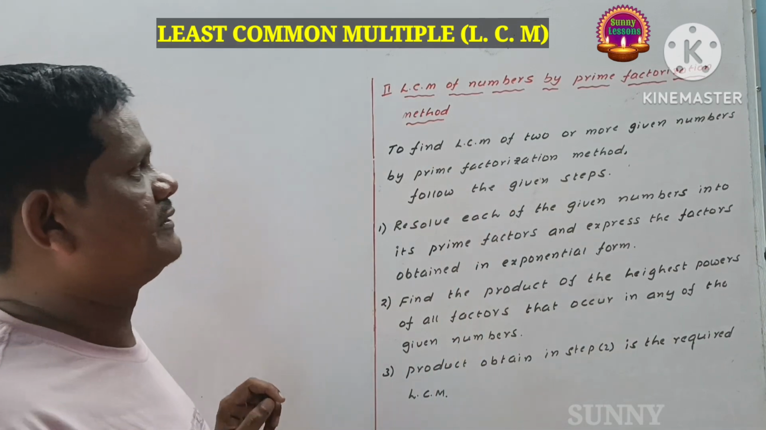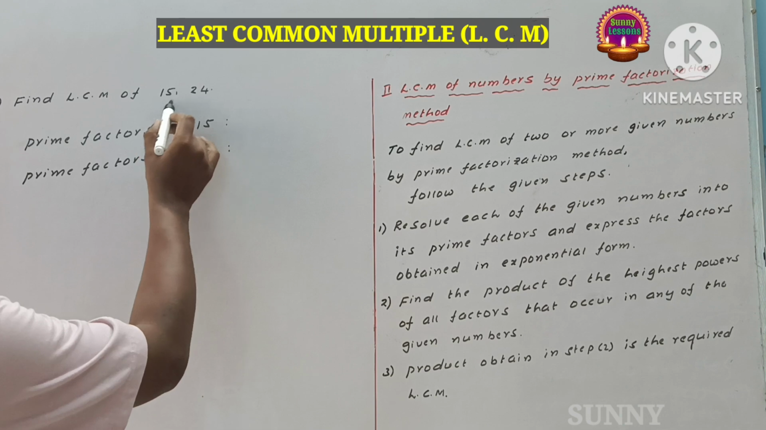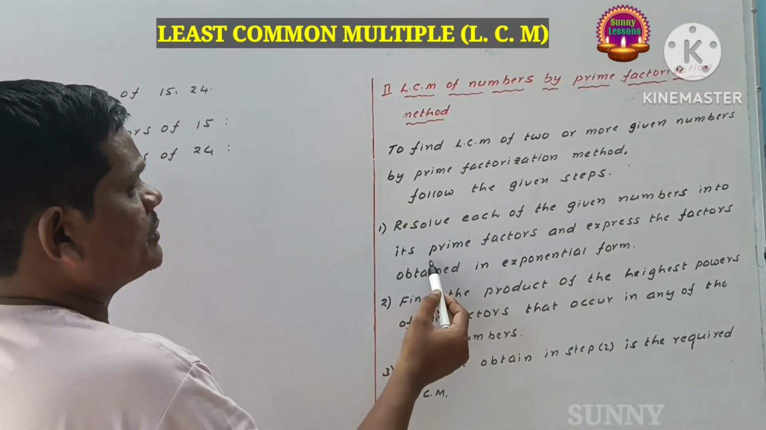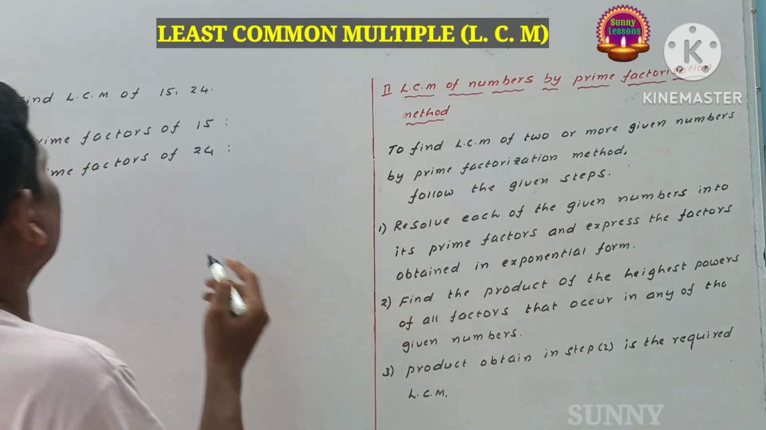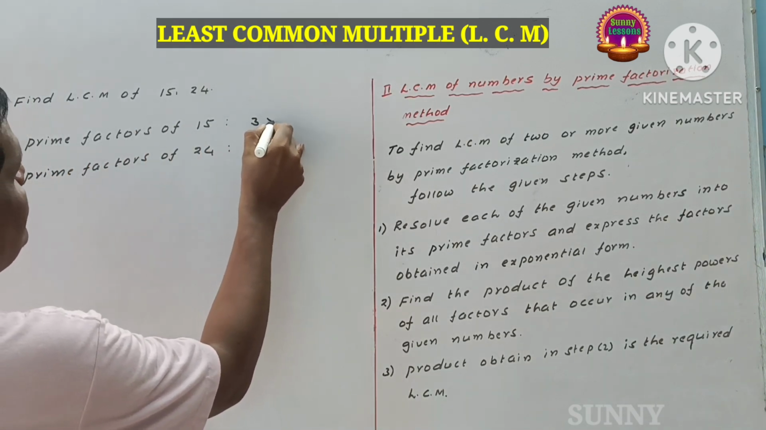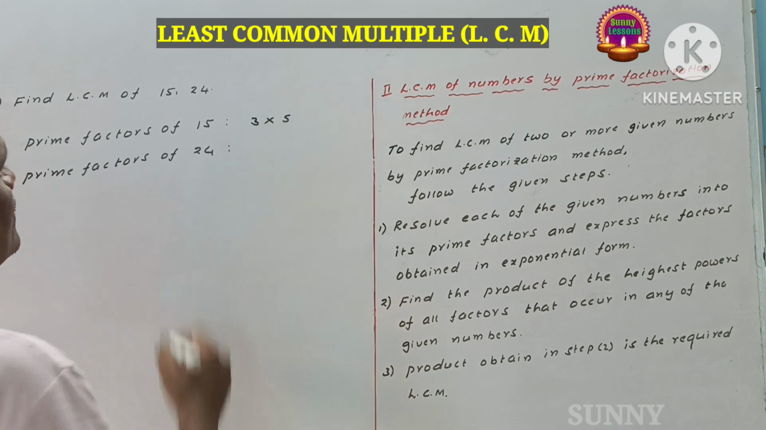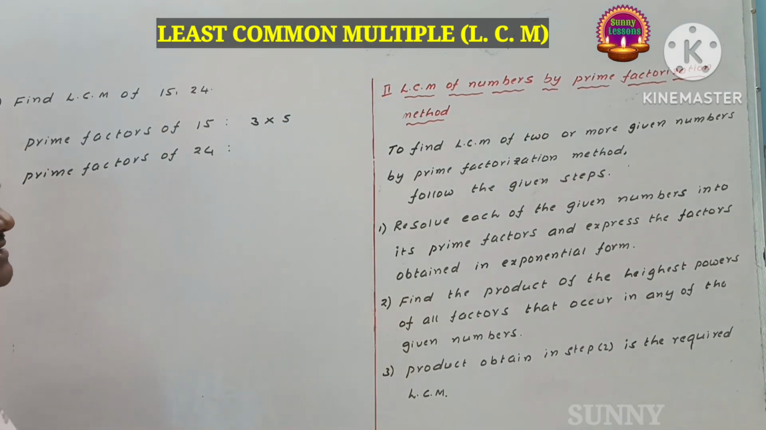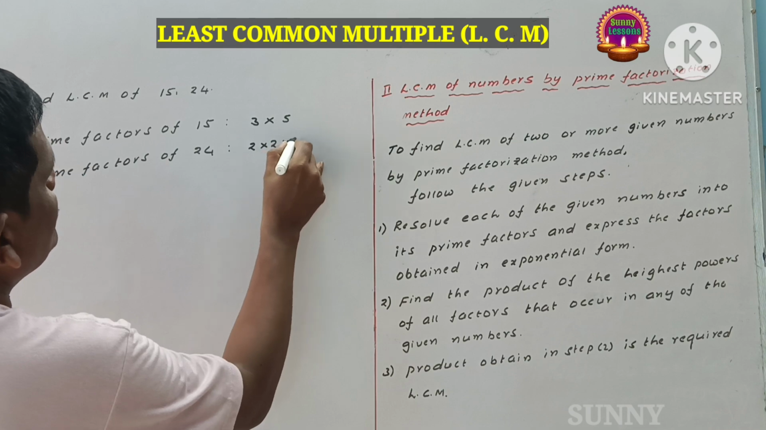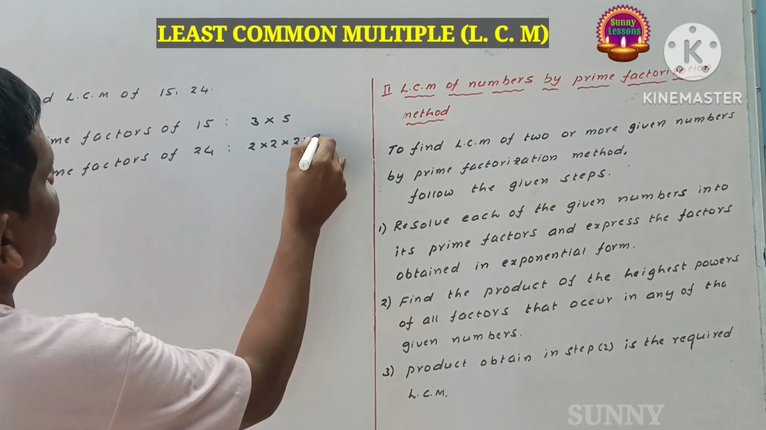Let us take an example. Find the LCM of 15 and 24. What is the first step? Resolve each of the given numbers into its prime factors. Write the prime factors of 15: 3, 5. What are the prime factors of 24? 2 into 2 into 2 into 3.